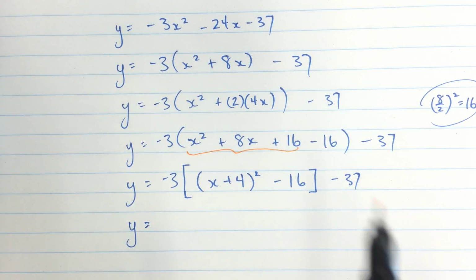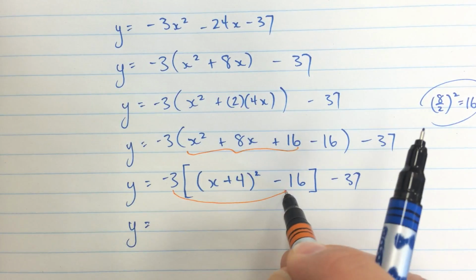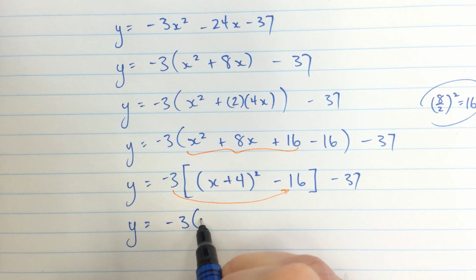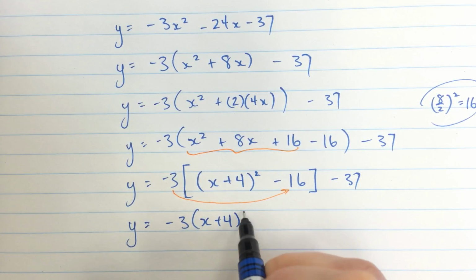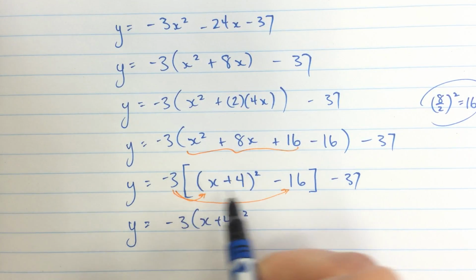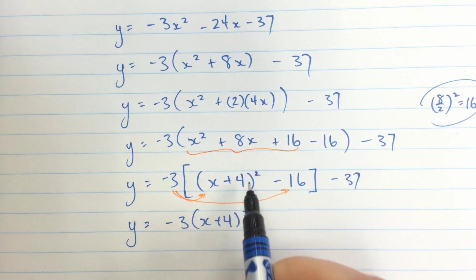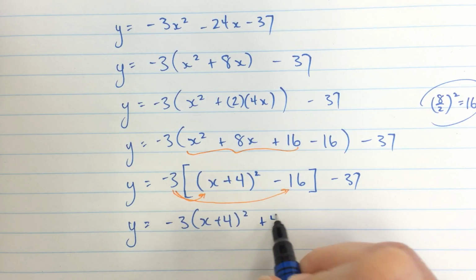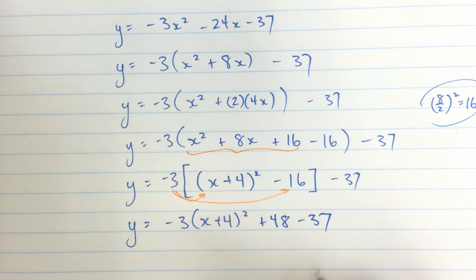We're going to use the distributive property. We're going to multiply negative 3 times negative 16 to get that out of there. I suppose we're also multiplying by this first bit here. Negative 3 times this first term is right there. Negative 3 times negative 16 is positive 48. And then we still have a negative 37 at the end.